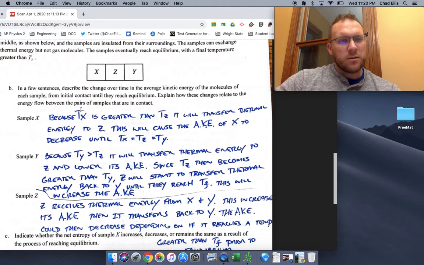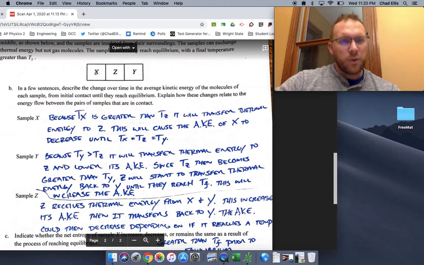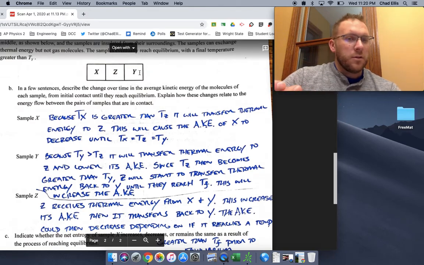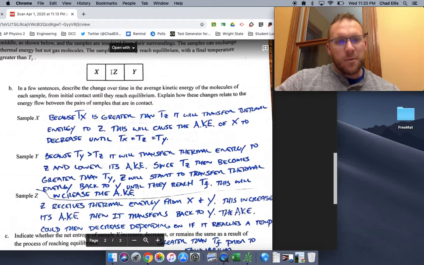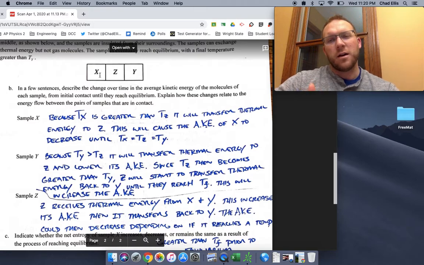So basically, temperature X is greater than temperature Z. That means that X will then transfer thermal energy into Z. This will cause the average kinetic energy of X to decrease until basically all three of them are in equilibrium. Now, depending upon the rate of transfer, it could actually drop lower than T final, right? So it could reverse back as well. It just depends. More than likely, though, because X is the highest, it's only going to decrease the entire time.